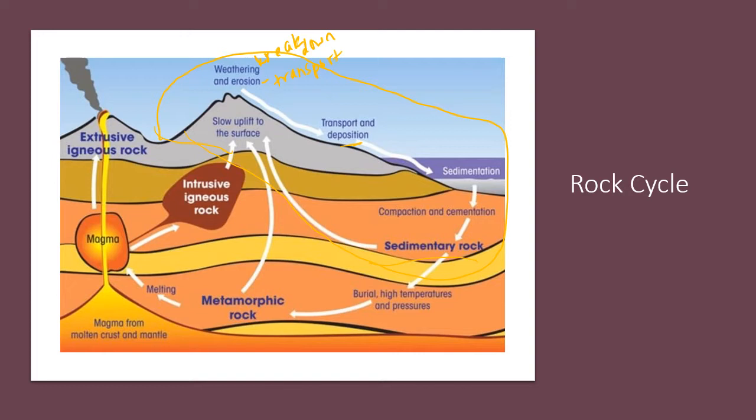Sedimentation, so they clump together. And then we have compaction and cementation, so really sticking together. Cement, think cement. Compact, squeeze, and then cementation, cement. And then the process can start anew again. Or if it melts into magma, then it will turn into an igneous rock.